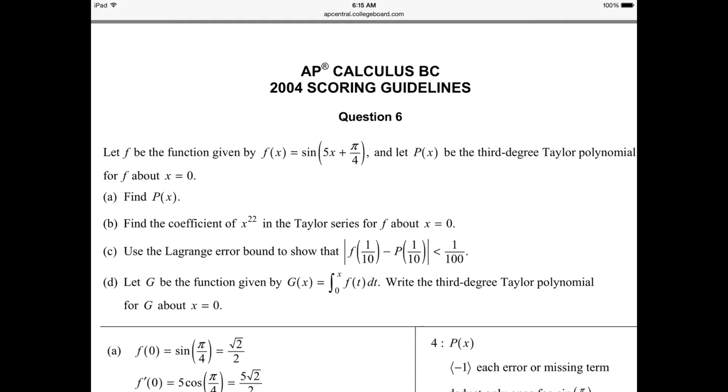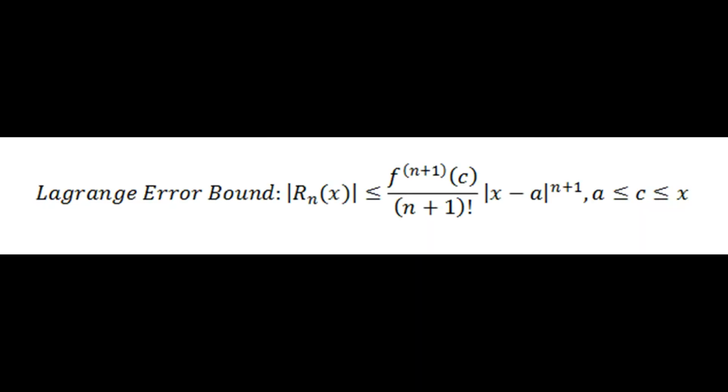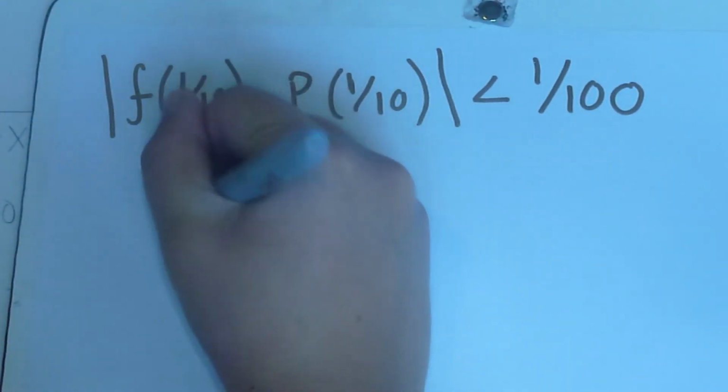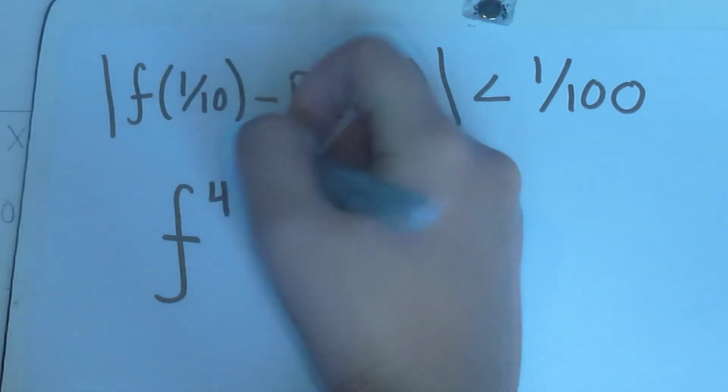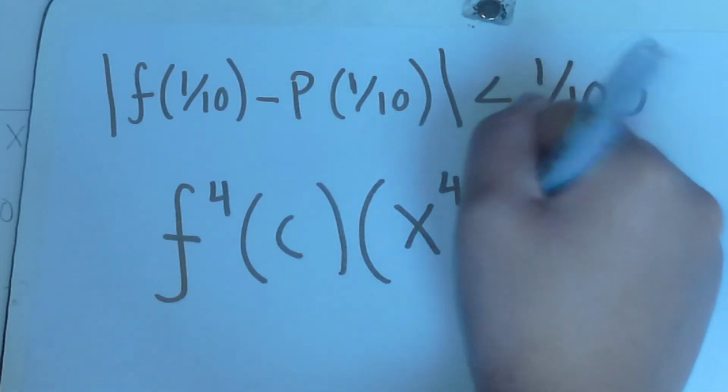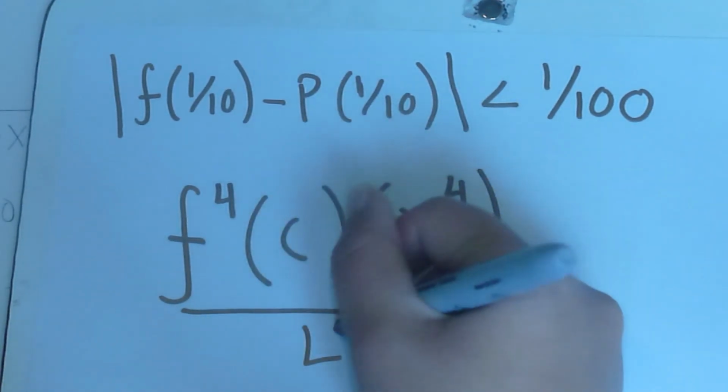So part C asks us to use the Lagrange error bound to show that f of 1/10 minus p of 1/10 is less than 1 over 100. So in the Lagrange error bound, we use the next term from the series. So in the p of x series, it was the third degree. So to find the error, we would use the fourth degree term. So here we're just going to write out the fourth degree term, which is going to be f, the fourth derivative of f of some number, times x to the fourth over the 4 factorial.